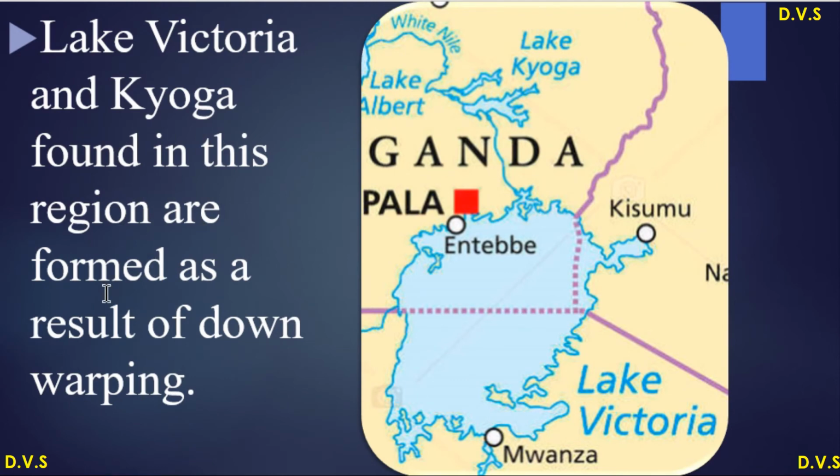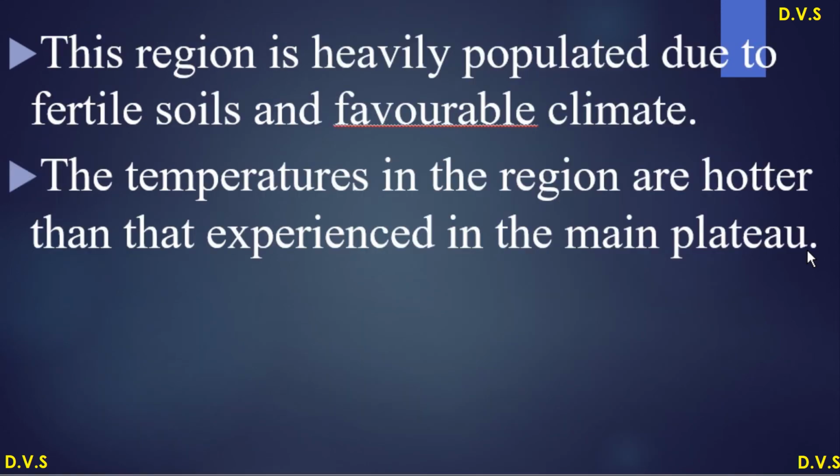Lake Victoria and Kyoga found in this region are formed as a result of downwarping. We shall look at mainly here. We saw the subsidence of the landmass, forming what we call a basin, which was later occupied by water to form what we call basin lakes like Victoria and Kyoga, or downwarped lakes. In our lesson to come, we shall be looking at that process in detail.